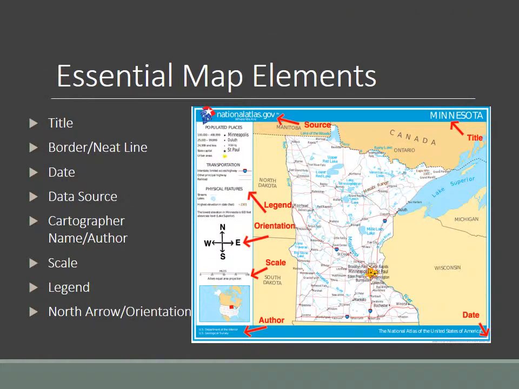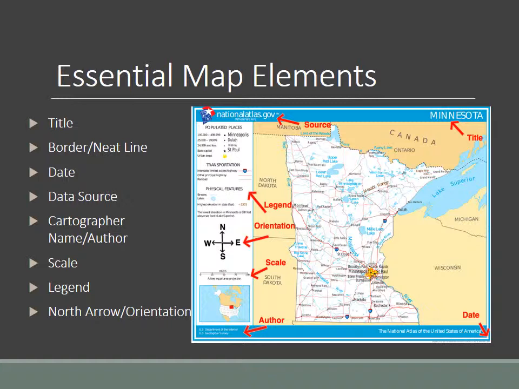We try to make good map design choices easy. This is the list of map elements that are found on virtually all maps. Here at UWF, we like to call them essential map elements. Some are fairly self-explanatory. A map title tells your audience what they are looking at or what they can expect to learn from your map.